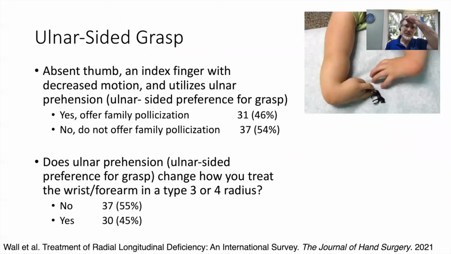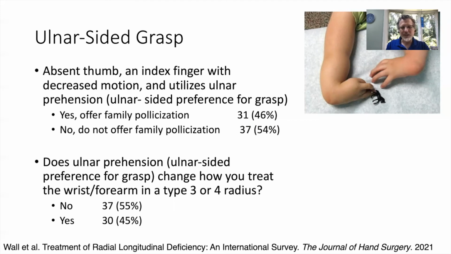But I think that this ulnar-sided grasp question is overlooked. When you have a child, for example, with an absent thumb and an index finger with decreased motion, so their index finger is not going to make a good thumb, and the child utilizes ulnar prehension, so they use their ulnar-sided fingers for grasp, would you perform a pollicization? If you look, about 54% of physicians surveyed said no, they would not offer the family pollicization. But an alarming number of surgeons did offer pollicization to those patients. And what's remarkable is that in our hands, none of those thumbs are usable.